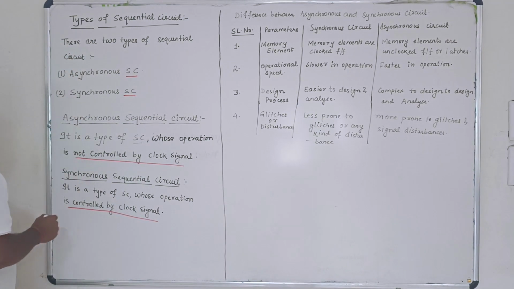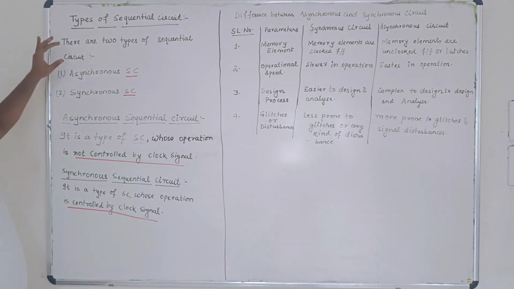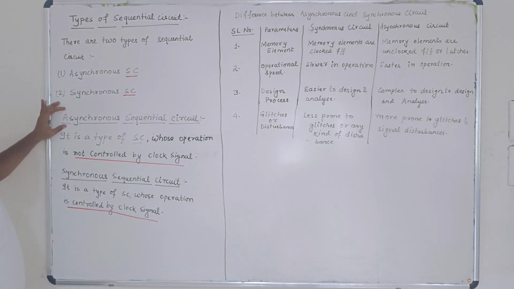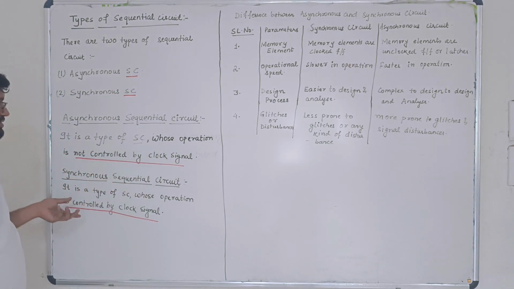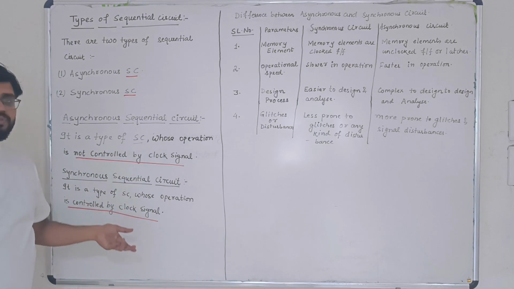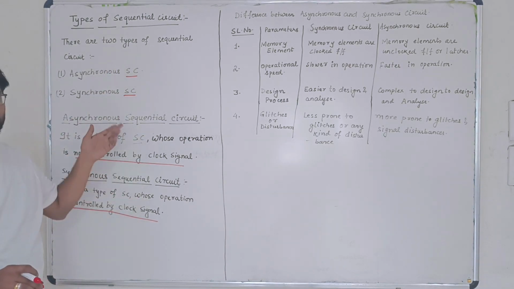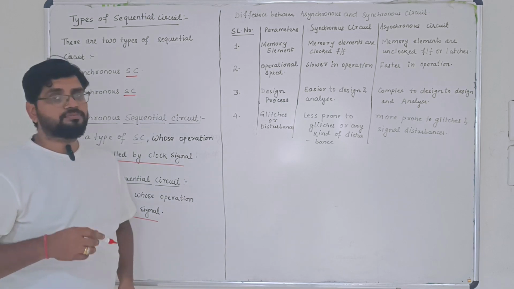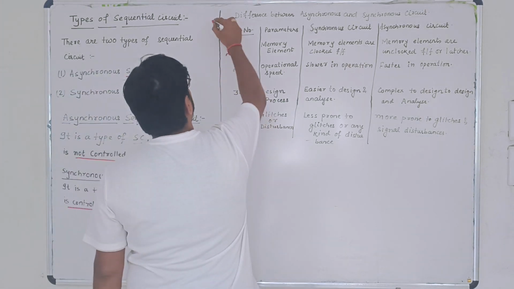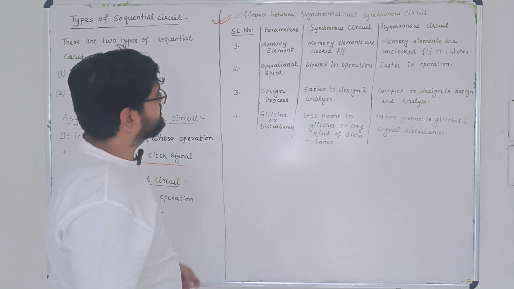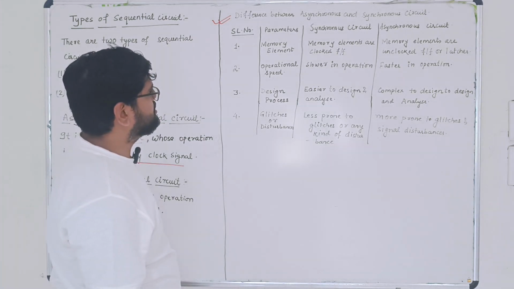So this is all about the types of sequential circuit. Two types: asynchronous and synchronous. An asynchronous sequential circuit is one whose operation is not controlled by the clock signal, and a synchronous sequential circuit is one whose operation is controlled by the clock signal. So this is all about the definitions and types. Next, the most important thing we'll move to is the difference between asynchronous sequential circuit and synchronous sequential circuit.